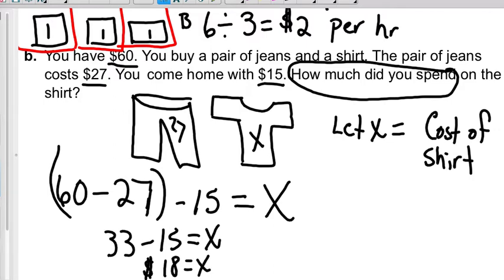Could I have figured it a different way? Could I have figured this out a different way, Esri? Okay, so you could have added 27 plus 15 and then subtracted that from 60.